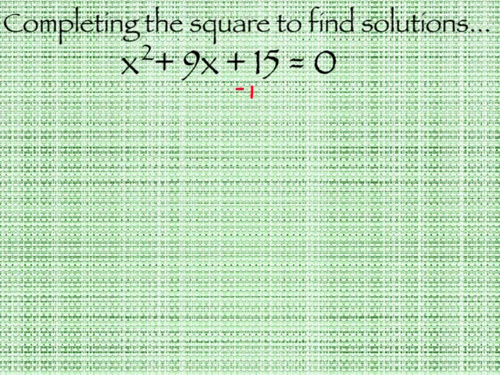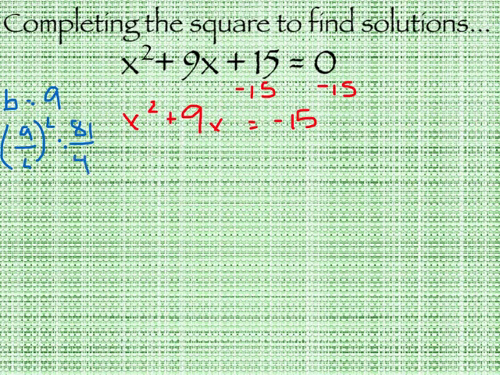First, we must set it up as a perfect square equation. Subtract 15 from both sides, and we get x squared plus 9x equals negative 15. Now, we want to figure out something that is the square of half of b. Notice here we're going to start dealing with fractions. b is 9, so half of b is 9 over 2, and we'll square that and get 81 over 4.